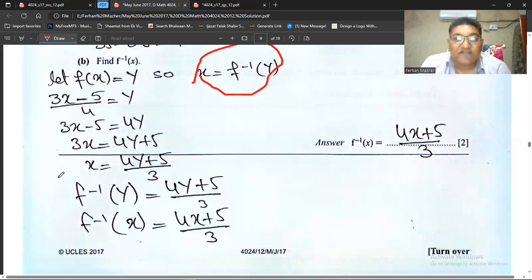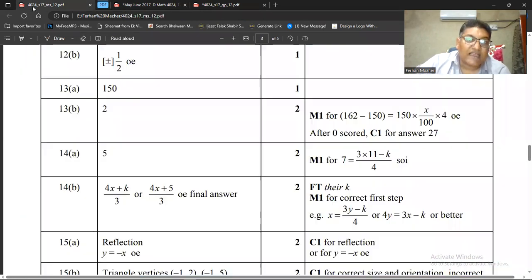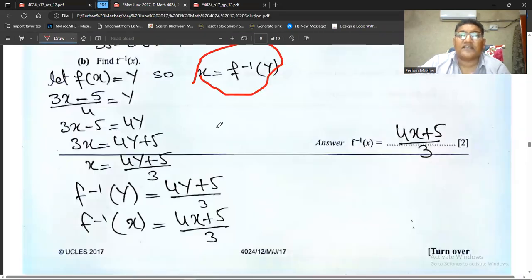Now I will change the variable. So f inverse of x will be equal to (4x plus 5) divided by 3. And this is my answer, sir. Our answer is right, sir.